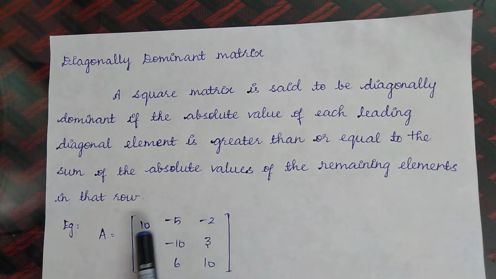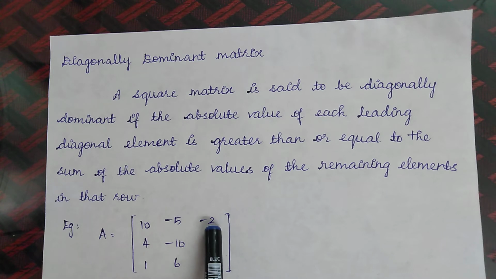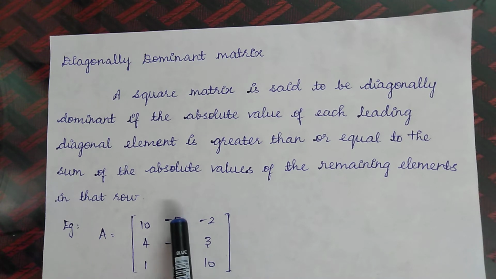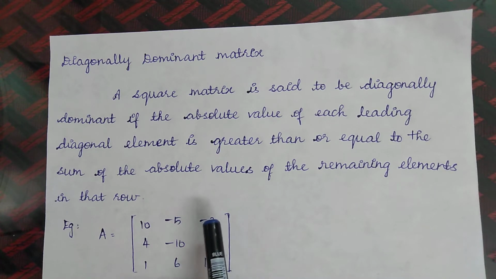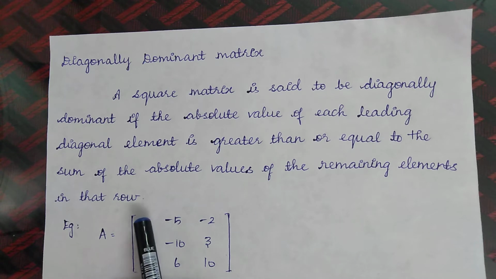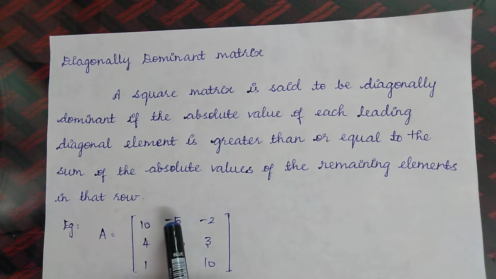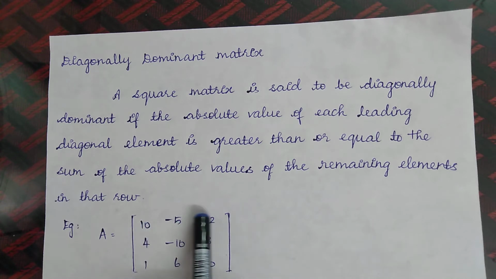So in the first row, except this 10, the remaining elements are minus 5 and minus 2. The absolute value of minus 5 is 5 and of minus 2 is 2. When you add these two, we get 7. So obviously the first diagonal element 10 is greater than the sum of the absolute values of the remaining elements in that row. So the first row satisfies the diagonally dominant condition.